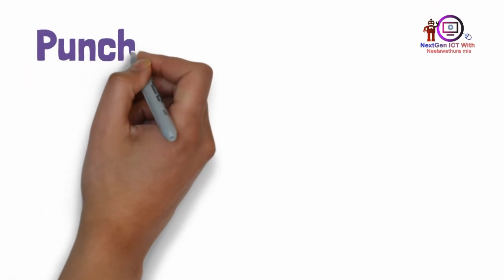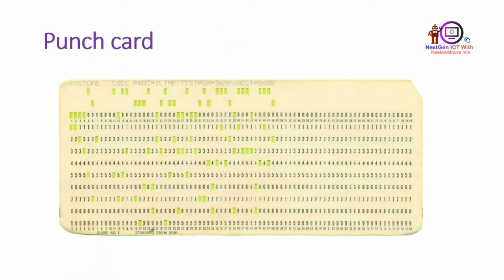Punch card. Punch cards are paper cards where holes may be punched by hand or machine to represent computer data and instructions. They were a widely used means of inputting data into early computers. The cards were fed into a card reader connected to a computer, which converted the sequence of holes to digital information.